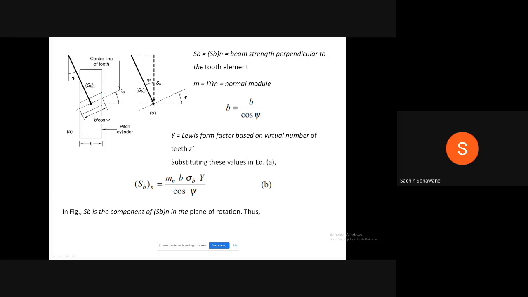Now, in case of helical gear, since teeth are inclined with respect to the axis at an angle psi or helix angle, the beam strength is nothing but SBN, which is the force acting perpendicular to the teeth. SBN, the normal force acting perpendicular to this inclined tooth, is inclined at an angle psi with respect to the vertical. Therefore SB is equal to SBN, which is the beam strength perpendicular to the tooth element. M is equal to Mn, the normal module.